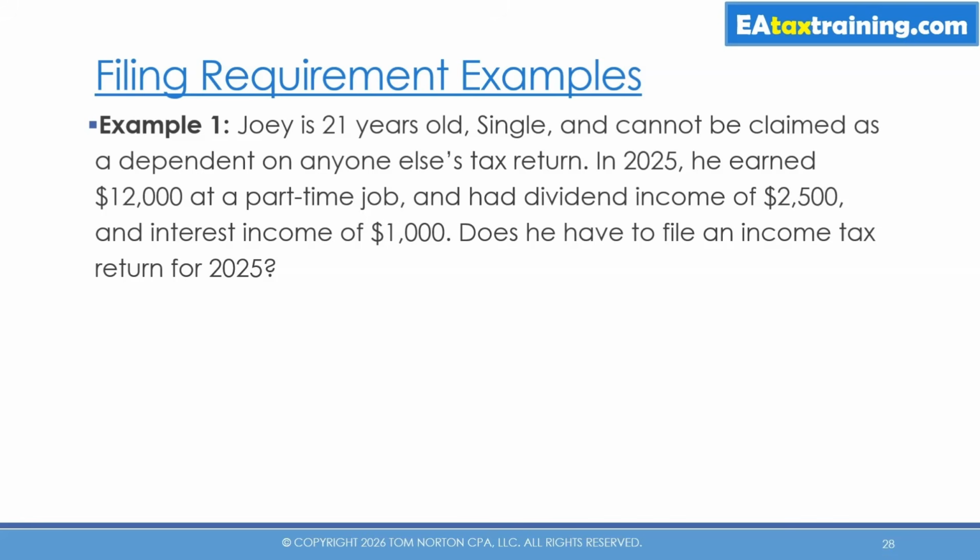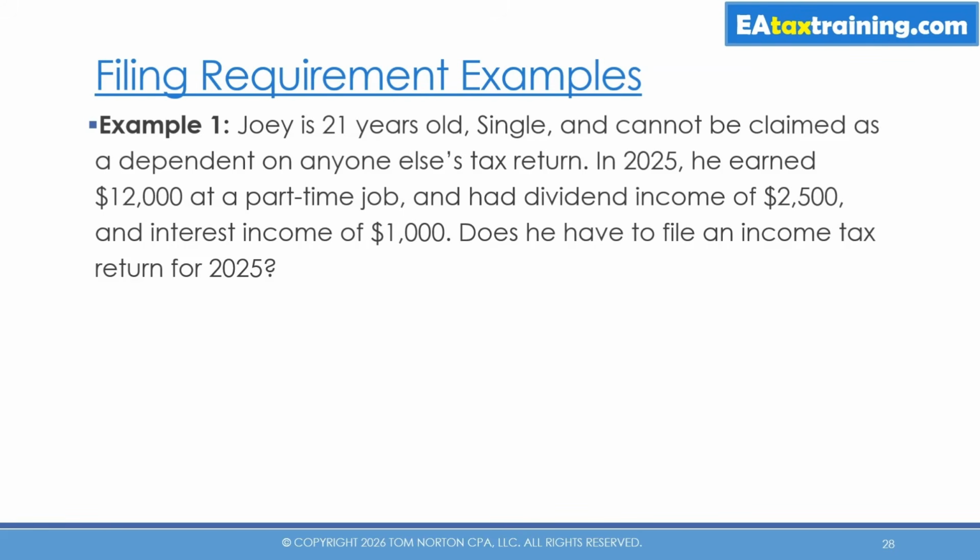So now let's do a couple of examples of filing requirements. Example 1: Joey is 21 years old. He's single and cannot be claimed as a dependent on anyone else's tax return. In 2025, he earned $12,000 at a part-time job and had dividend income of $2,500 and interest income of $1,000.